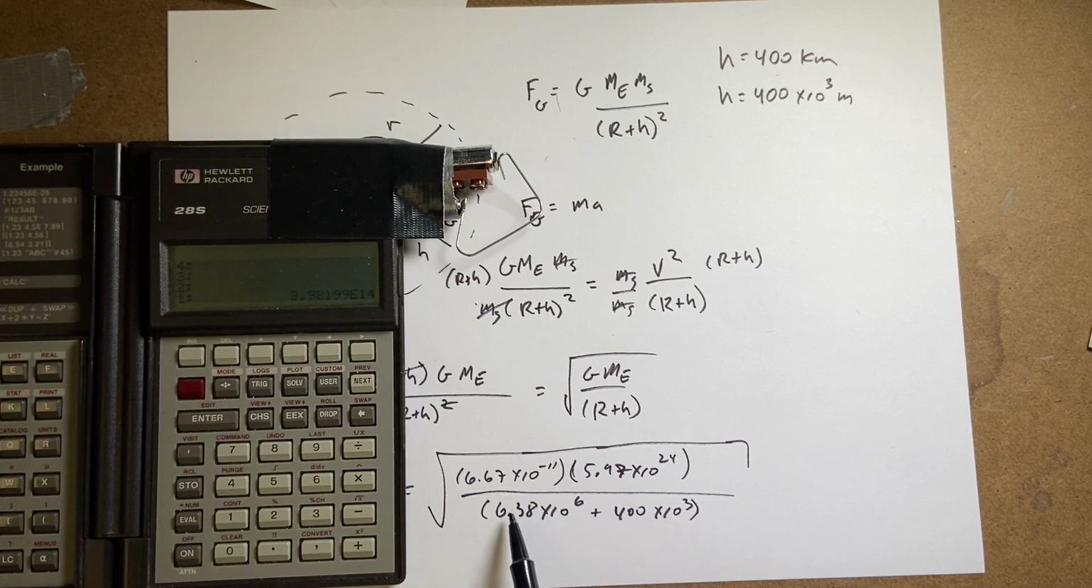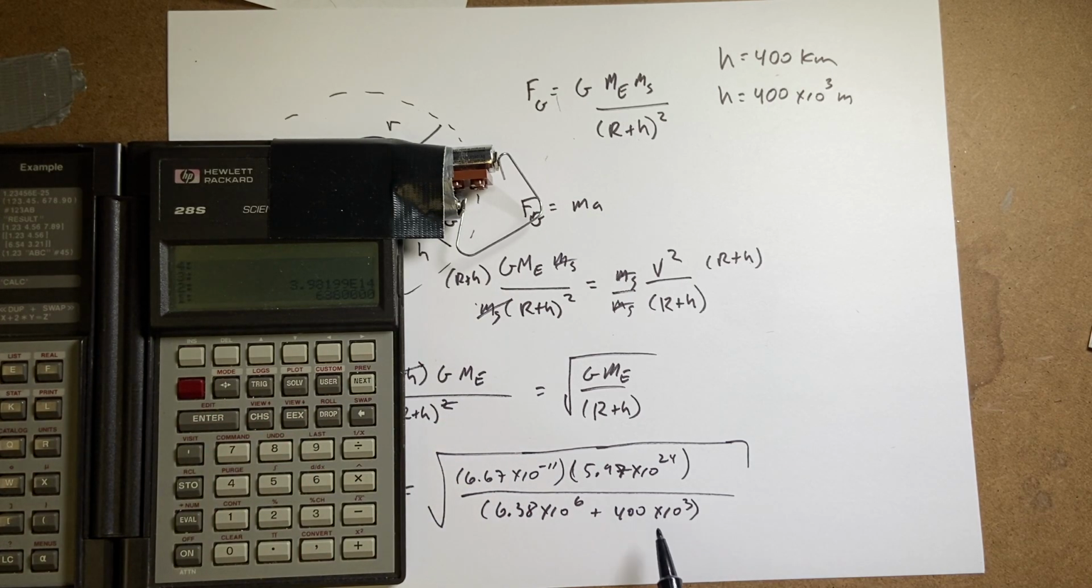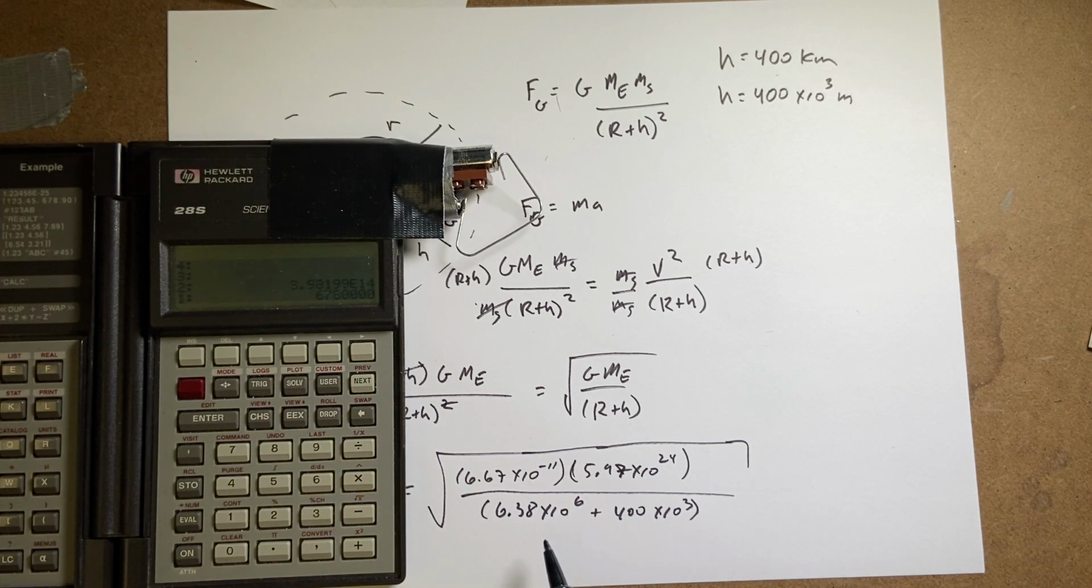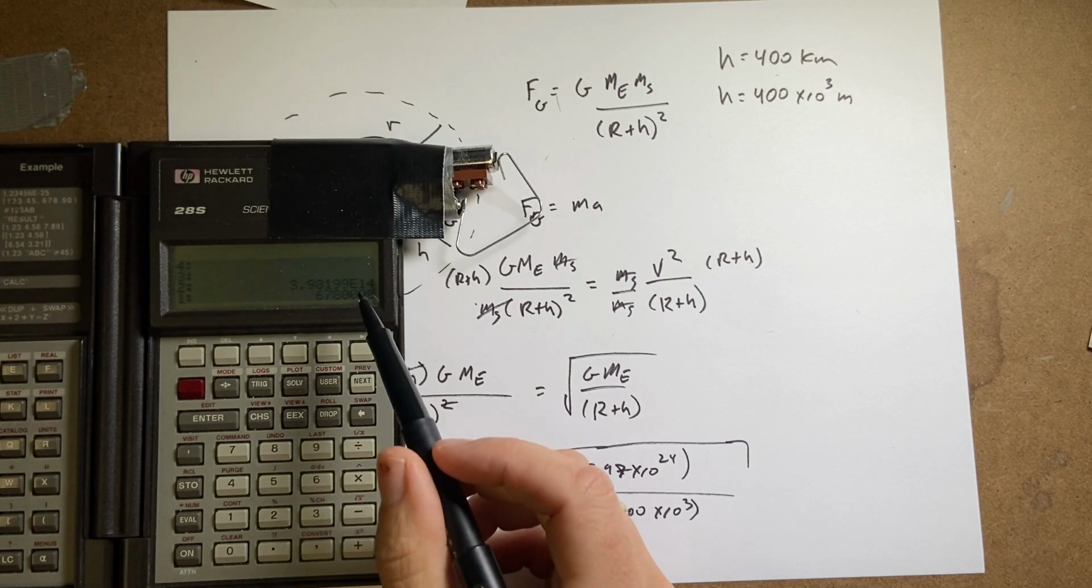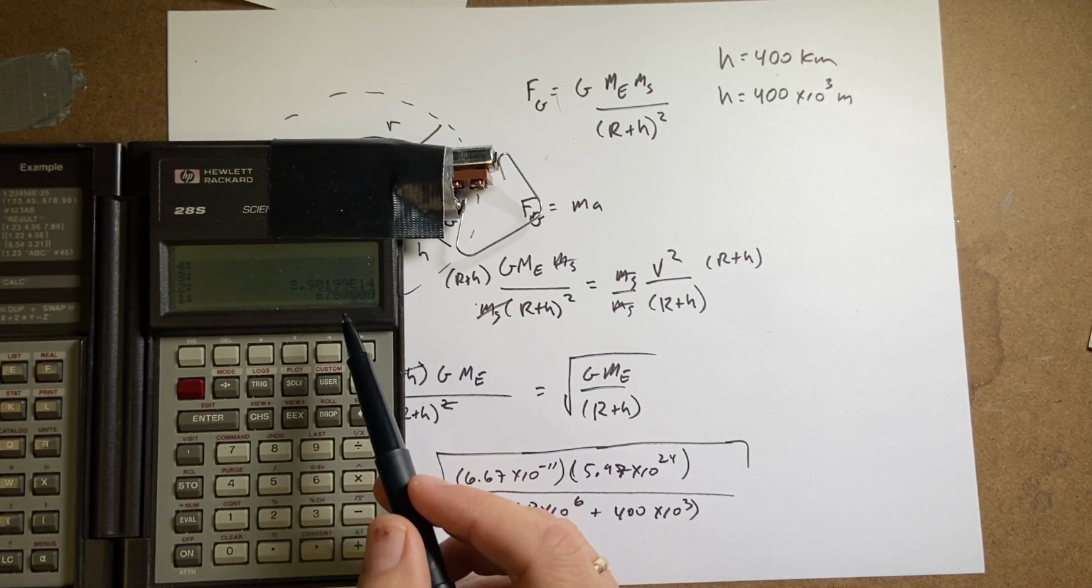Now down here, I'm going to add those two numbers before I divide. So I'm going to take this number, 6.38 times 10 to the 6th, enter. Now this number, 4 times 10 to the 3rd, plus. So now I have that number down here, and I already have this number in my first stack. So now if I just press divide, it's going to divide those two.